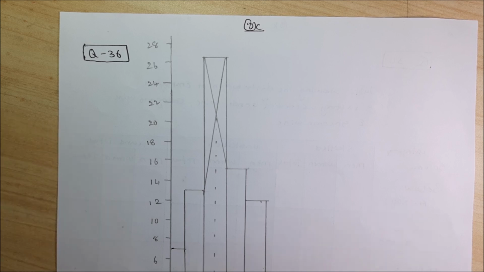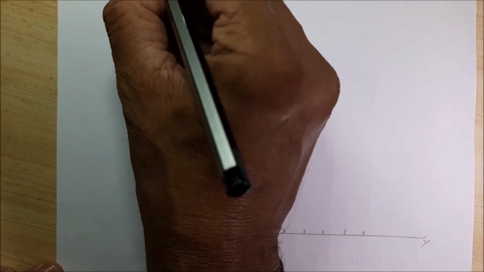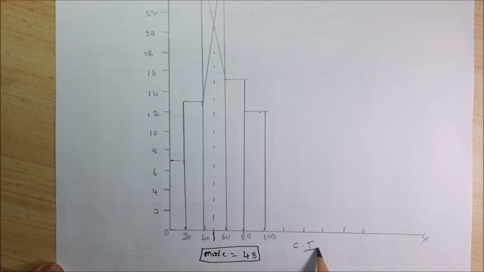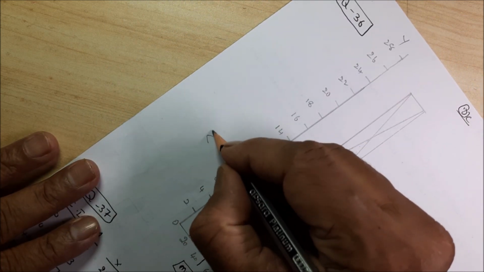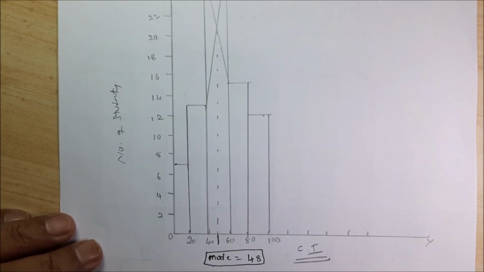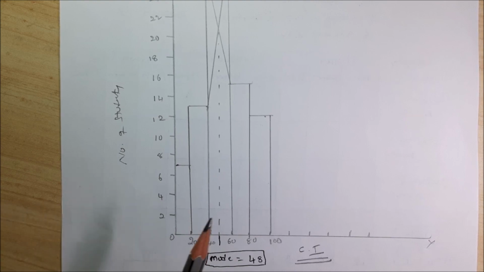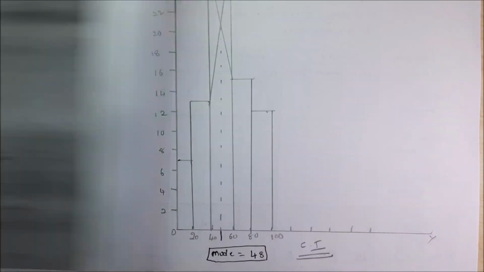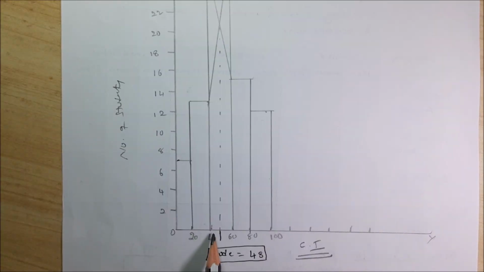Take the OX axis and the OY axis. The OX axis is the class interval. The OY axis is frequency, or number of students. It is very simple. The class intervals as per the book are 20, 20, 20, 20, with the scale being 1 centimeter for each, up to 100.